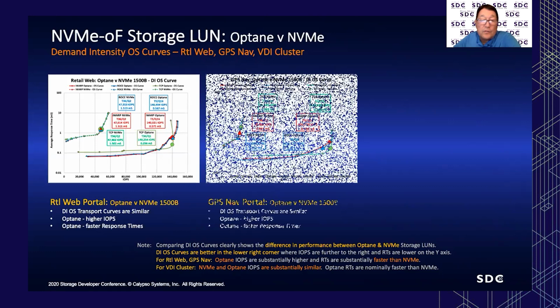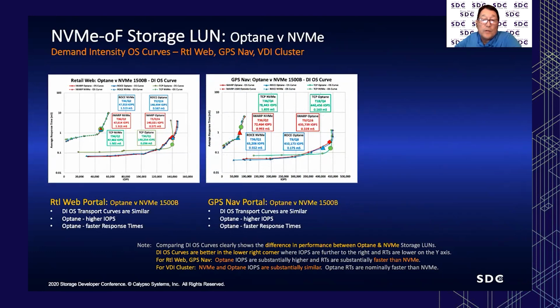In the second case, for the GPS nav portal, again, you see a wide separation showing higher IOPS, 450,000 for Optane versus only 50 to 60,000 IOPS for NVMe, and response times clustered between 0.1 and 0.5 milliseconds for Optane and well above 1 millisecond for the NVMe.